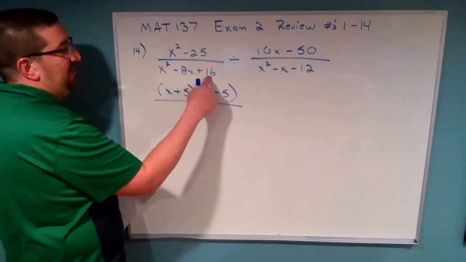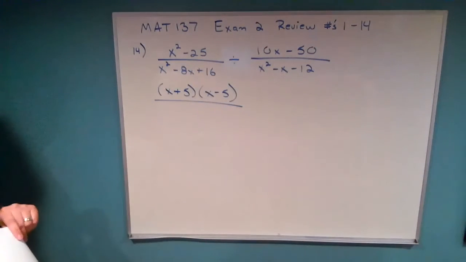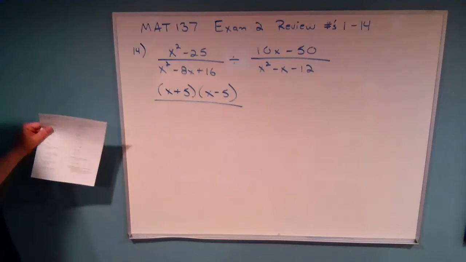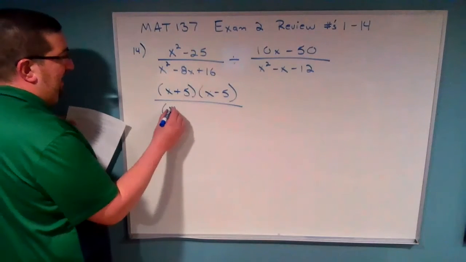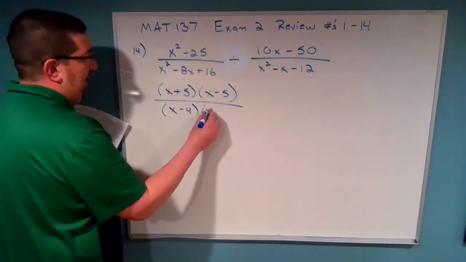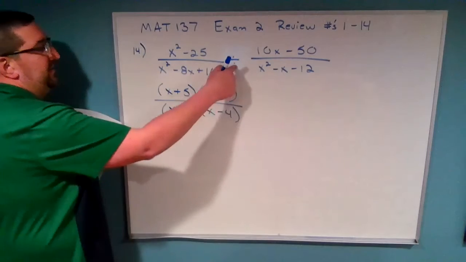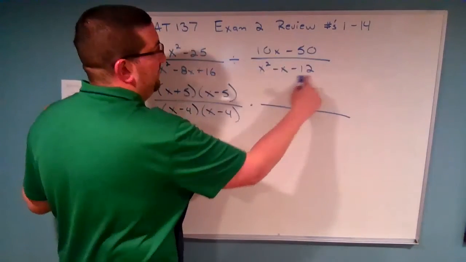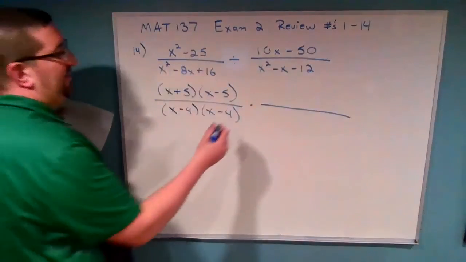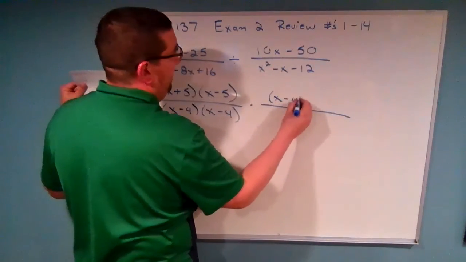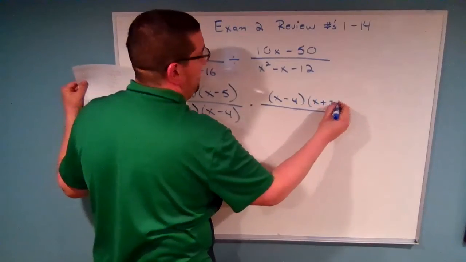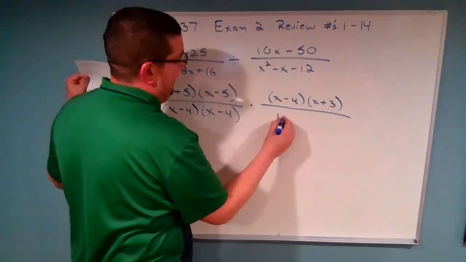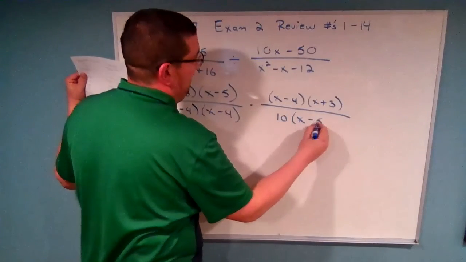Now we're looking for two numbers that multiply to 16 and add to negative 8. That is going to be negative 4 and negative 4. So I have x minus 4 and x minus 4. Division becomes multiplication. And then I'm going to flip this. So I'm going to factor x squared minus x minus 12 to be x minus 4 times x plus 3. And then I'm going to factor 10x minus 50 by factoring out a 10. That leaves me with x minus 5.